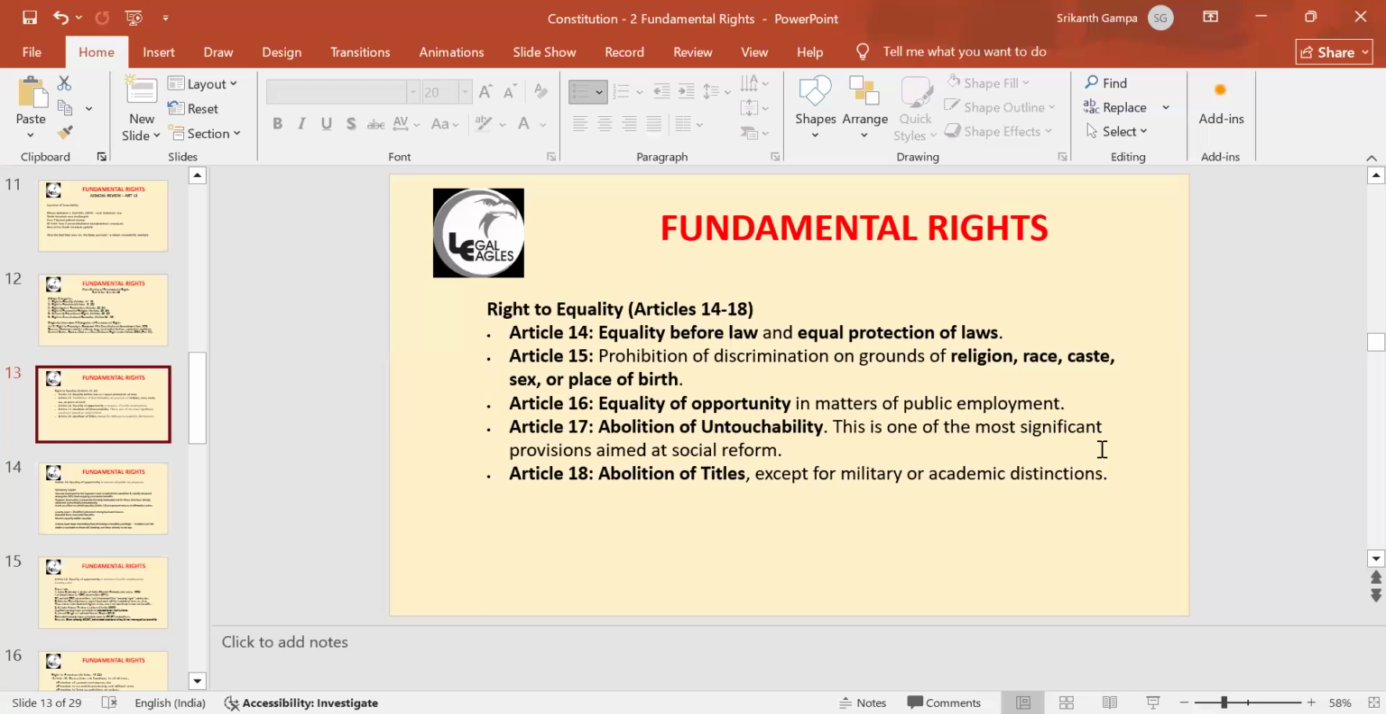Let us take women: male and female have the same rights. Place of birth: if you are born in South India, Delhi, Ahmedabad, Mumbai, whatever place, you have the same rights. There is no discrimination. You can use public transportation in a similar way, you can use electricity. Everyone will have similar rights. So discrimination is not there based on religion, race, caste, sex, or place of birth. You got it?